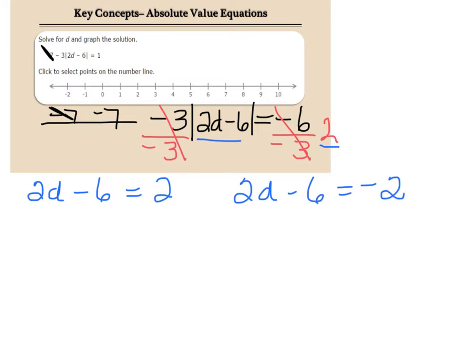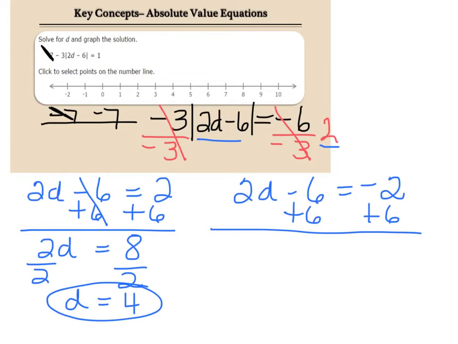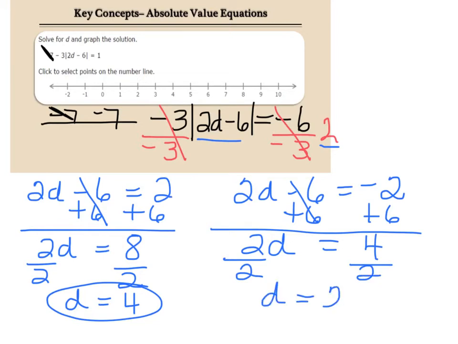And I'm just going to solve them for d. I add 6. This is gone. 2d equals 8. Divide by 2. d equals 4. On this equation, again, I add 6. I get 2d. This time I have negative 2 plus 6, which is positive 4. And when I divide by 2, I get d equals 2.